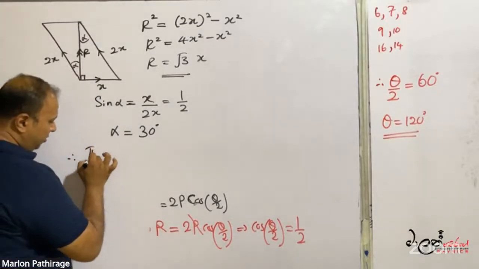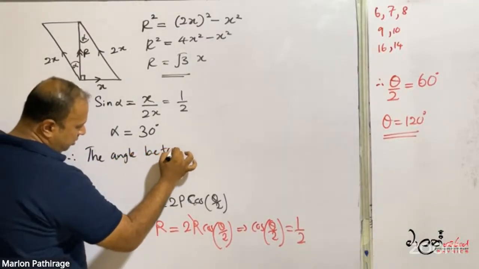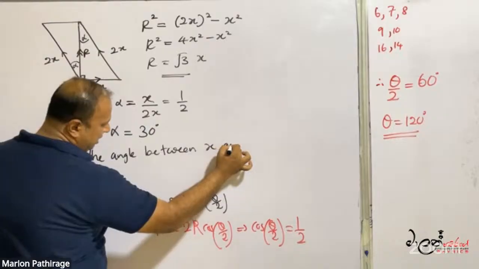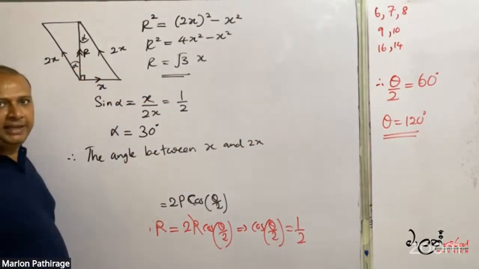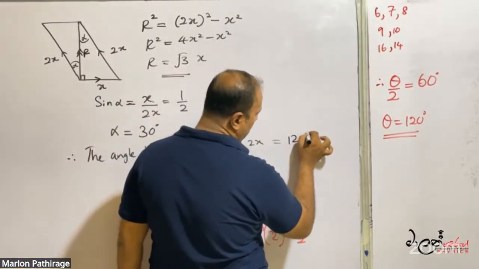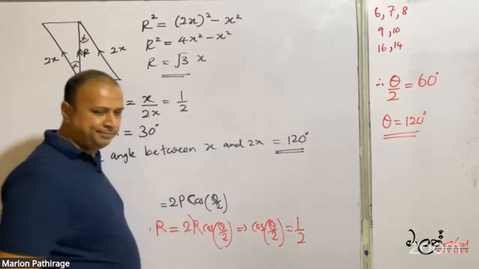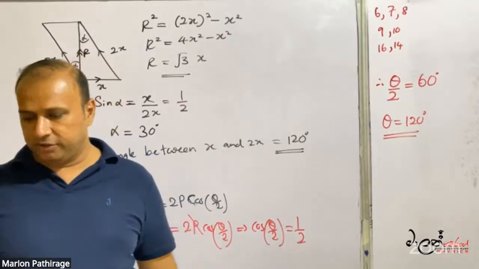Therefore, the angle between x and 2x is 90 plus 30, which means 120. 120 degrees. Is that clear? If it is clear, please raise the hand.